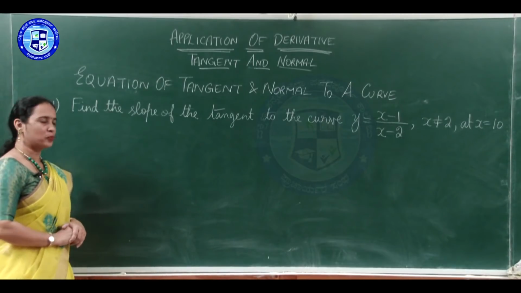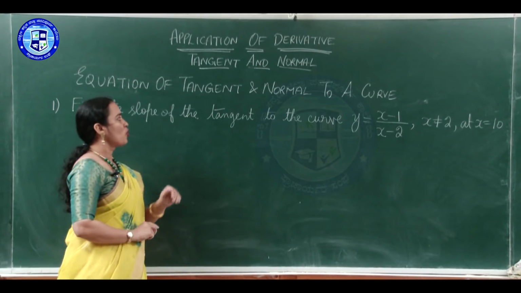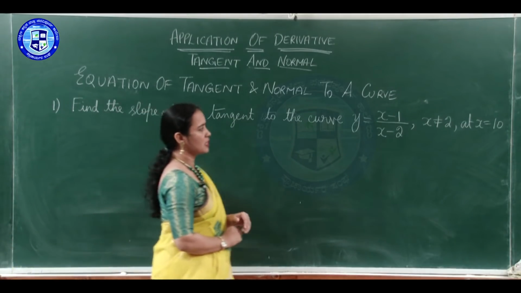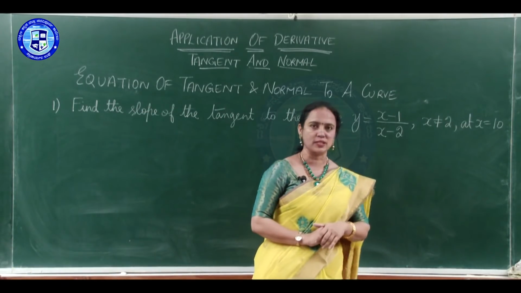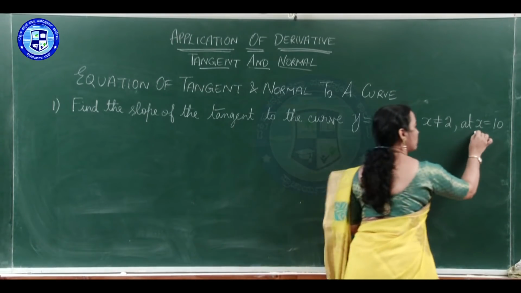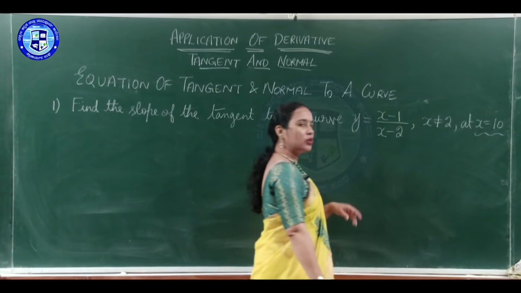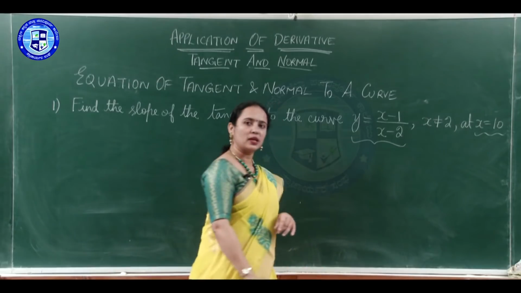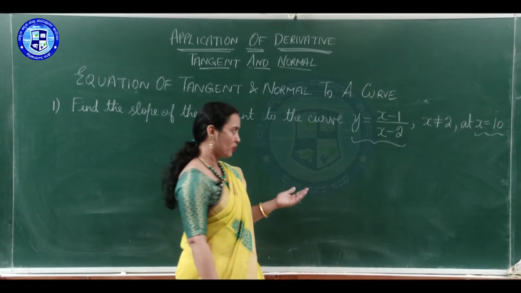Let us start with the problem. Find the slope of the tangent to the curve y is equal to x minus 1 upon x minus 2 at x is equal to 10. So they have given the point as x is equal to 10, and y is equal to x minus 1 by x minus 2 is the equation of the curve.